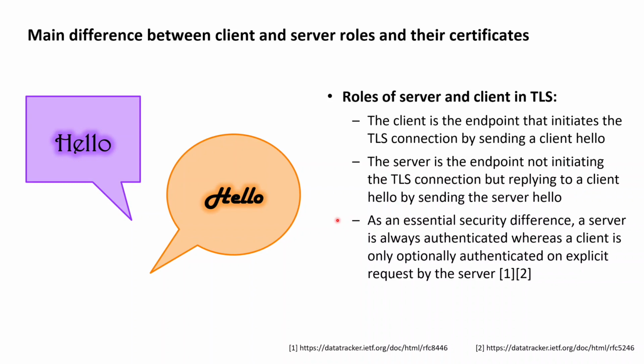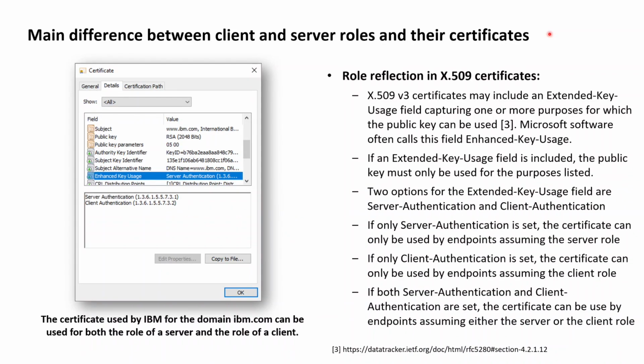Having clarified the major differences between the client and the server, let us now proceed to investigate the differences in the X.509 certificates used by the client and the server. To explain the differences, we need to know that version 3 X.509 certificates contain an optional field called extended key usage, which is a field that captures the intended purposes of the public key listed in the certificate.